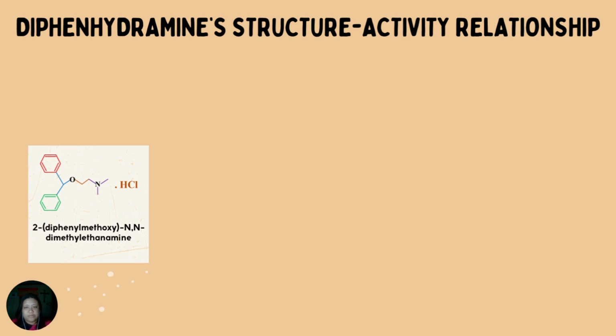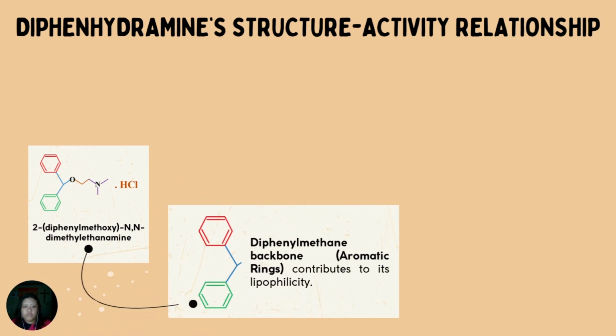So let's dig deeper into the structure-activity relationship of these functional groups. First, let us start with the diphenylmethane backbone. This consists of 2 aromatic rings, and they basically contribute to the lipophilicity of diphenhydramine. Again, this is essential for its activity, and its structure is very common in many first-generation antihistamines and is thought to be responsible for their H1 receptor antagonism by blocking histamine receptors.